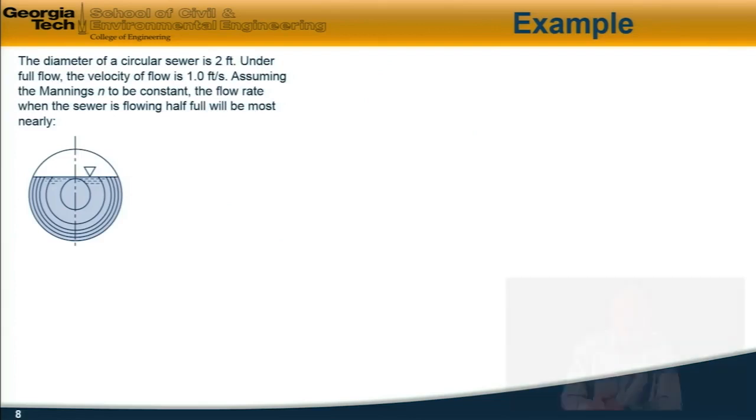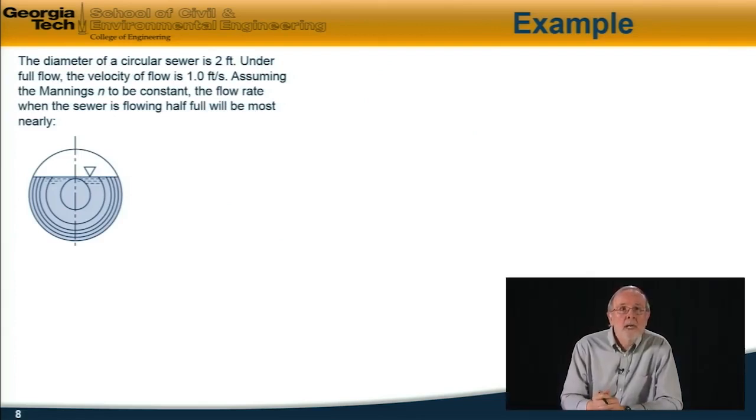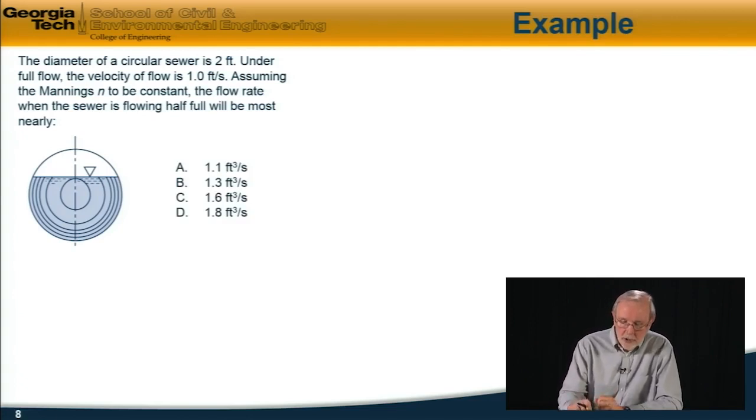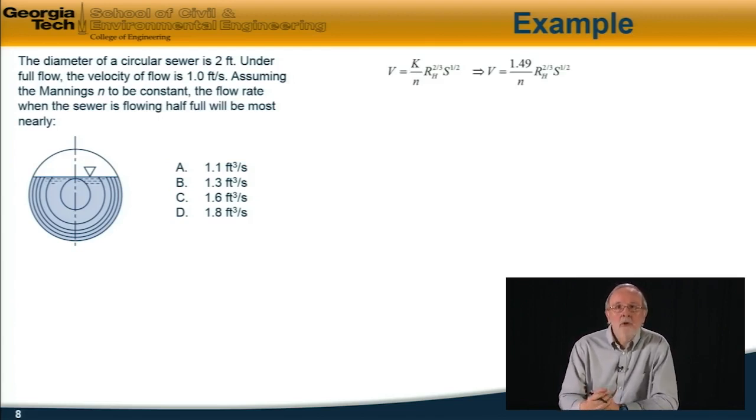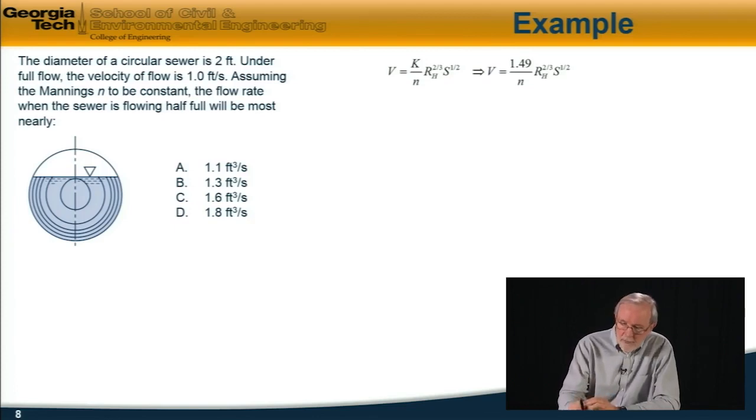A similar question, but in USCS units. In this case, the diameter of the sewer is 2 feet, and for full flow, the flow velocity is 1 foot per second. If Manning's n is constant, the flow rate when the sewer is flowing half full is most nearly which of these 4 alternatives? Again, we start off with Manning's equation, but in this case, and this is the most common mistake to make here, because we're working in USCS units, we have the factor 1.49 here.